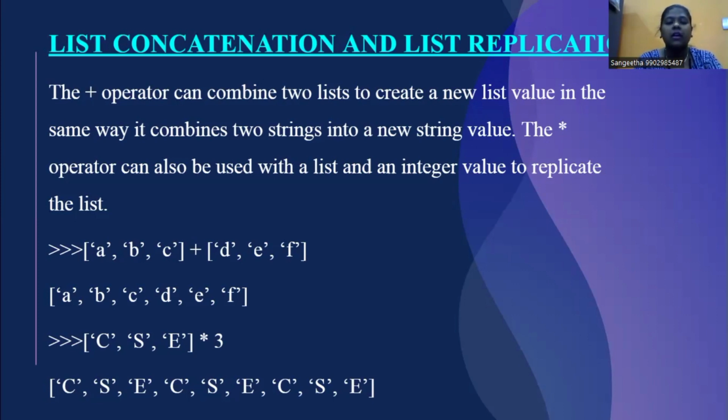And if we use a star operator with a list and an integer value, it returns the same list that integer number of times, meaning n times. So CSE is the item in a list, and with star 3, it returns CSE three times. The output we receive is CSE, CSE, CSE.